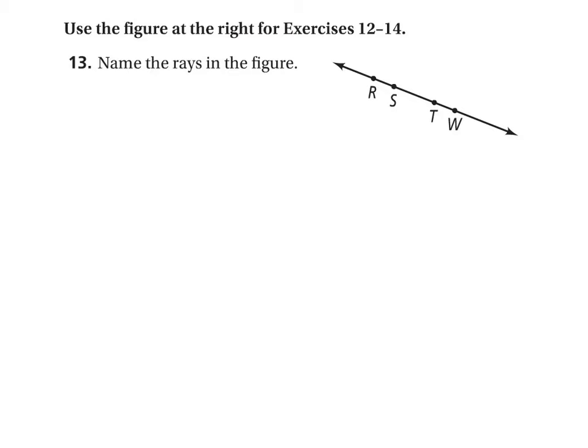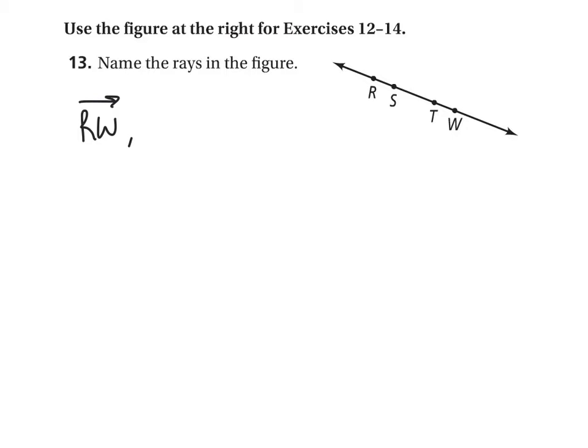So in this example, it says to name the rays in the figure. Again, there are lots of rays we can name here. I like to just start at one point. So let's start at the endpoint R. If I start at R and start going in this direction, there are 3 different ways I could name this ray. I could say ray RS, ray RT, ray RW, but those are all the exact same ray. So I'm just going to go ahead and call it ray RW.